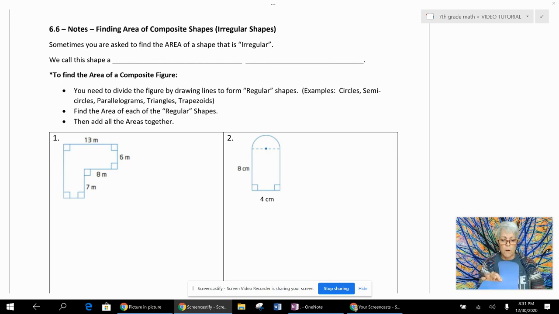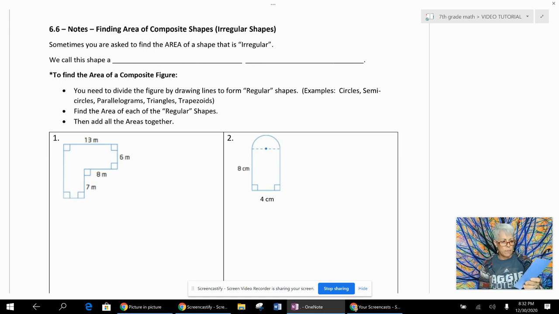For example, I brought my handy dandy little scissors here. And so I could take this and cut off the top. And here is a half circle. You found how to find the area of a half circle: area equals pi r squared divided by 2. So we could find that. And then, well, what is this? This is a square. I could find the area of this square.